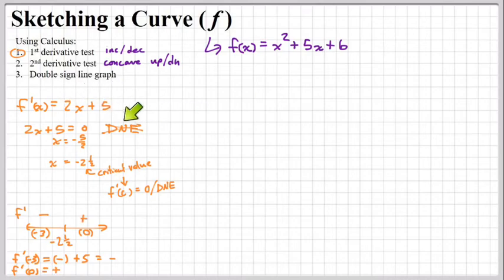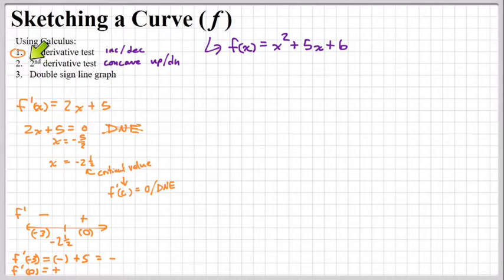So we know that before -2 1/2, f is decreasing. Remember, we know it from whether we're decreasing or increasing. And then after -2 1/2, f is increasing. So that's what f is doing.